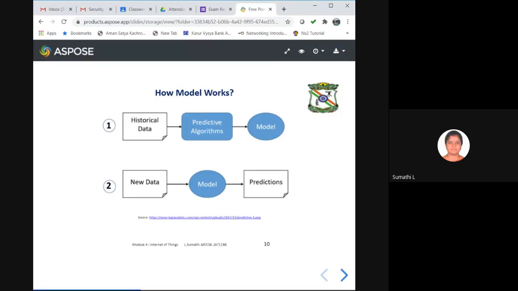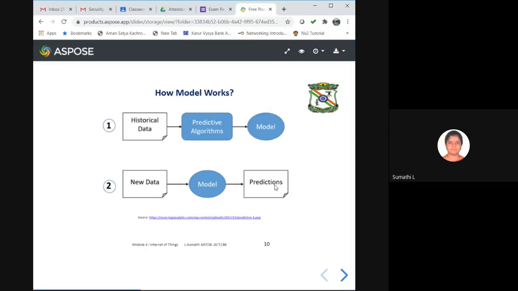What I will do in data analytics is, given some set of data, I will design a model, right? For designing this model, I may use any of the predictive algorithms. For this course, we will be discussing linear regression and clustering for designing this model. Once the model is designed, when new data comes, that model will tell me about the prediction.